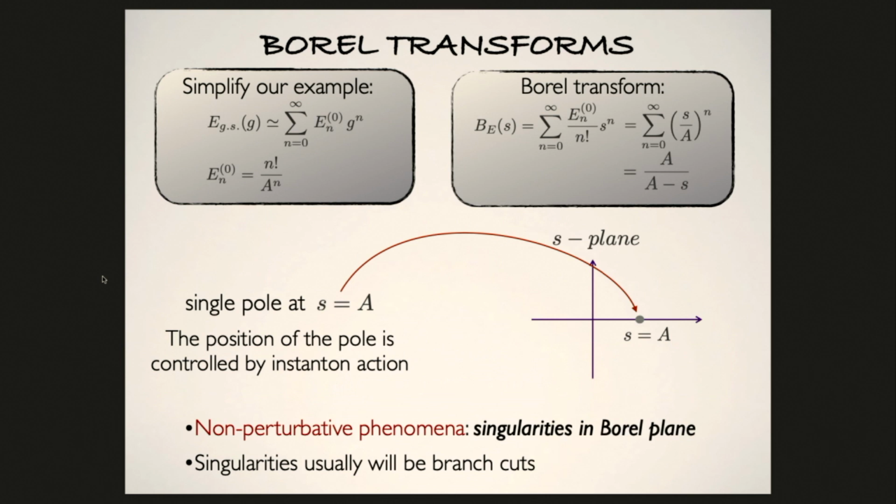If you calculate the Borel transform, what you find is a pole at A. So basically, if I have just simple factorial growth with that subleading exponential growth, what I find in the Borel plane is a pole at A. Typically, we don't just have poles. The fact that it's not exactly n factorial, but approximately n factorial, gives rise to a branch cut. What I want to say is that singularities in the Borel plane are related to the non-perturbative phenomena in my observable.